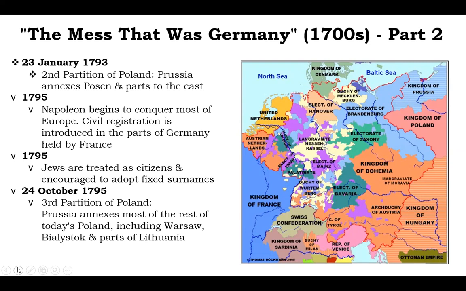And I told you this was a mess. The second partition of Poland occurs in January of 1793 when Prussia annexes Posen and parts to the east.